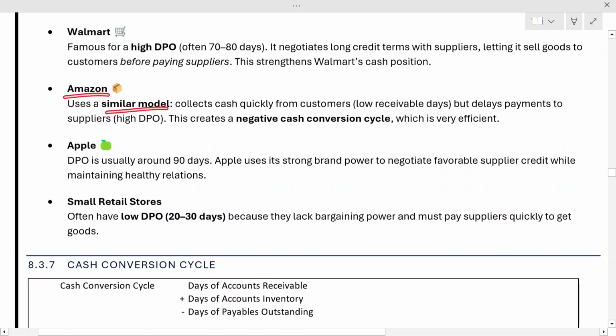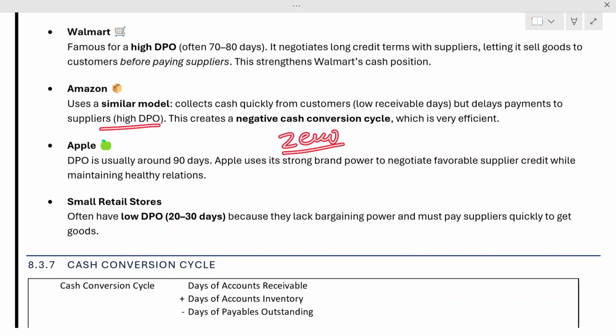Amazon also uses a similar model. They quickly collect cash from their customers, because whenever you purchase, Amazon gets the money into their bank account, but they delay payments to their suppliers, because Amazon also negotiates very hard with suppliers. If you are a seller on Amazon, the seller gets paid after 15 or 20 days, even though Amazon may receive the money on day zero. So basically Amazon also has the advantage in this particular case.